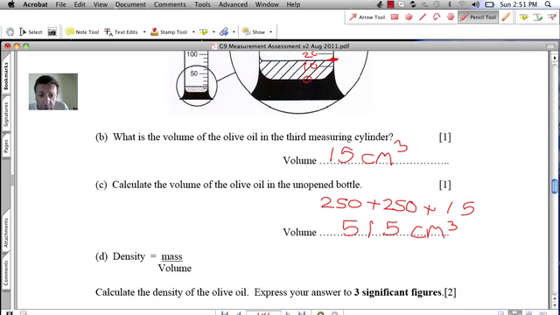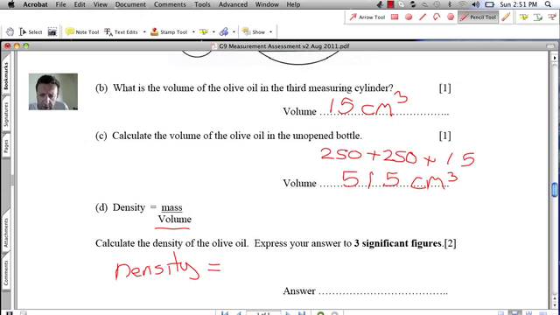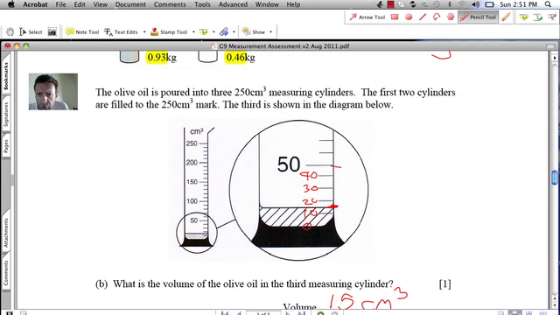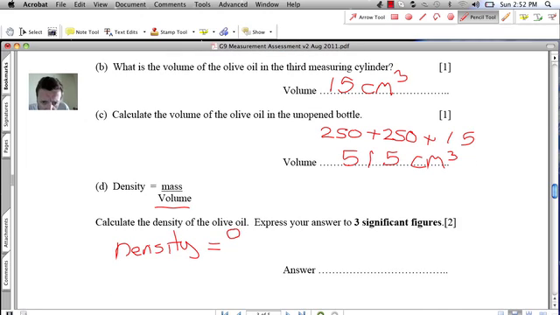I've got the mass, which means I can work out something called the density. So density equals mass divided by volume. What was my mass again? Density equals, right, what was my mass? Okay, 0.47 kilograms. So I'm going to substitute in 0.47 kg. Right, what was my volume? 515 cm³. So what is my density?